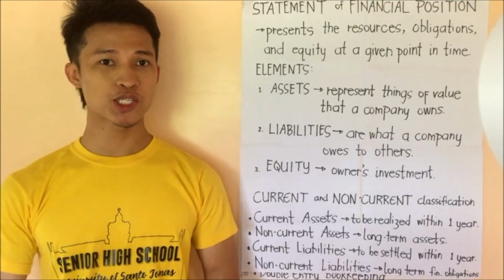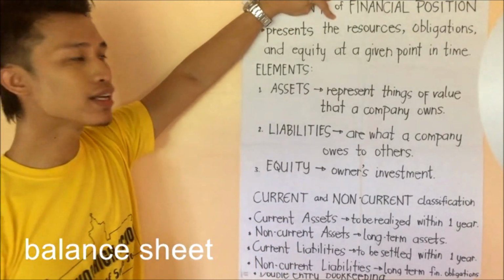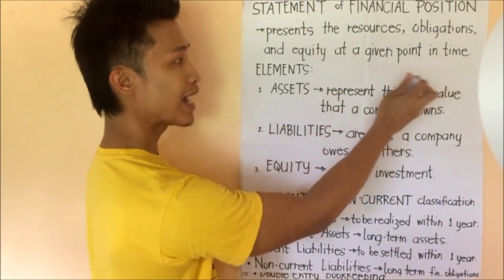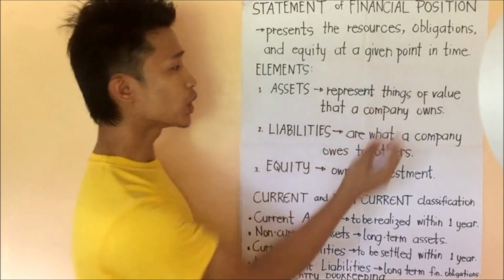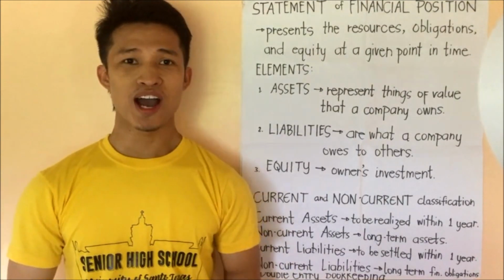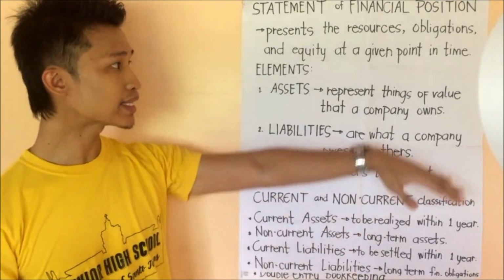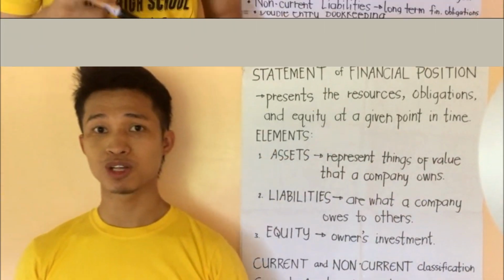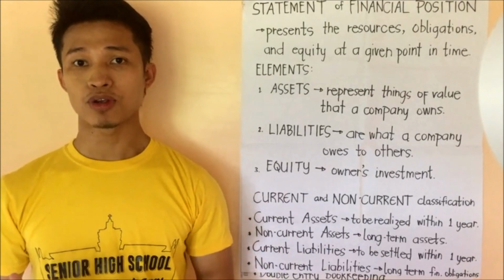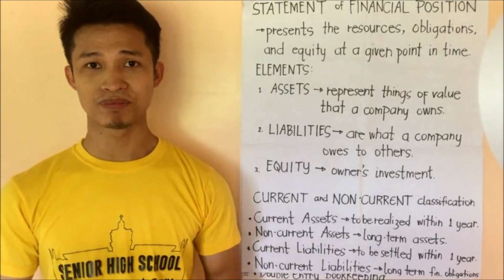The statement of financial position is also called the balance sheet. So it presents the resources, the obligations, and equity at a given point in time. So if you have cash today, for instance, you have 100,000 today. How much is your cash today? How much is your inventory? So it's at a given point in time or at a particular date. For instance, our reporting date is December 31st, 2017. Let's say your cash is 100,000. So that is the amount of cash that you have today.